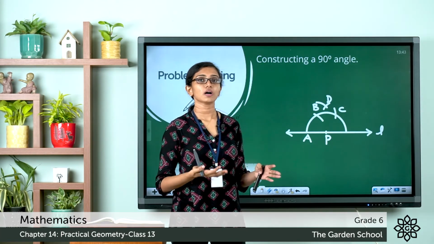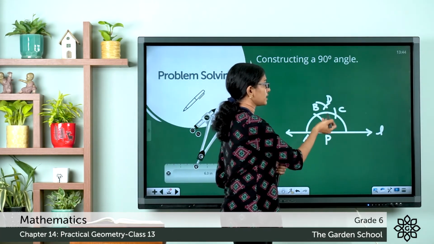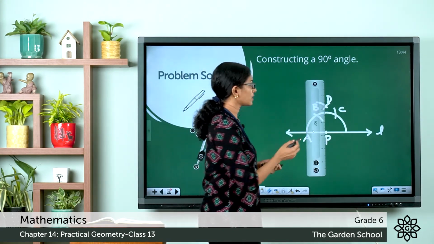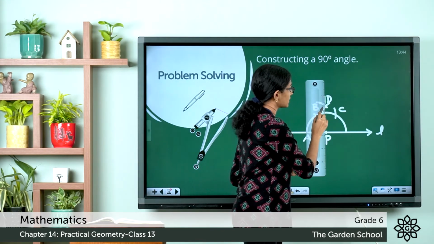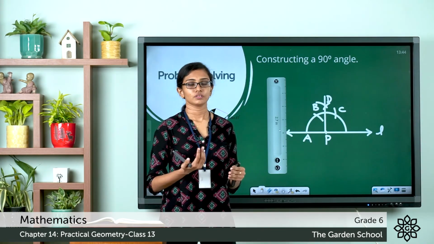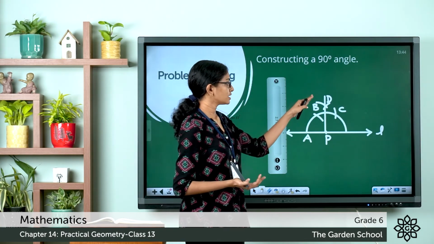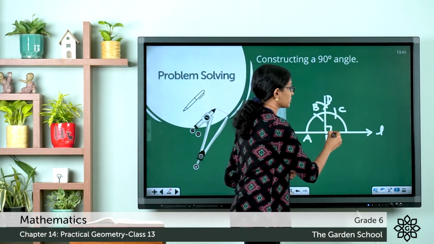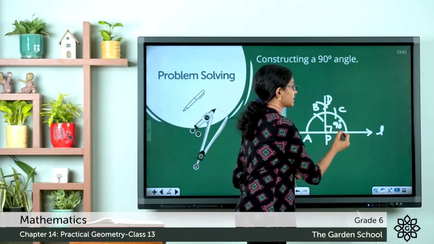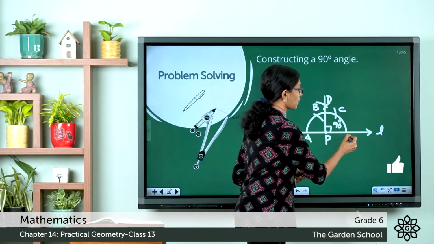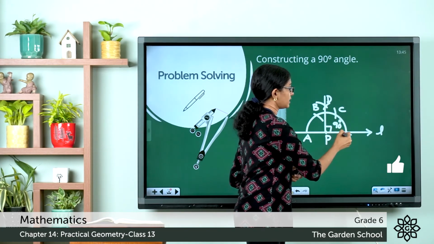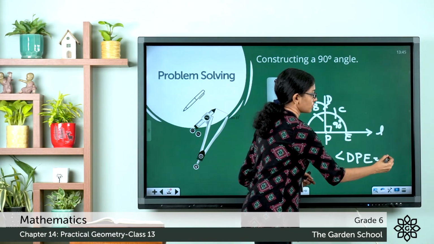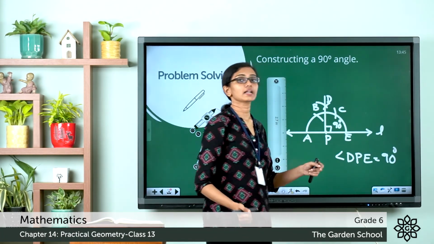Now we are going to draw a line joining the points P and D with the ruler. With the ruler properly aligned, let's draw a line to join points D and P. So here we have a perpendicular DP to the line L. Now this angle here will be equal to 90 degrees. So if this is point E, then angle DPE is equal to 90 degrees, or it is a right angle.